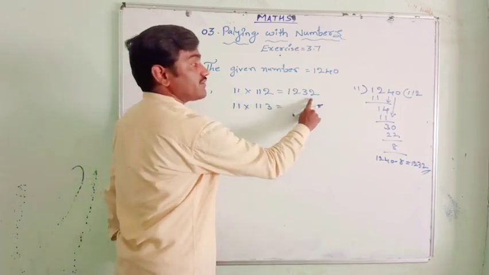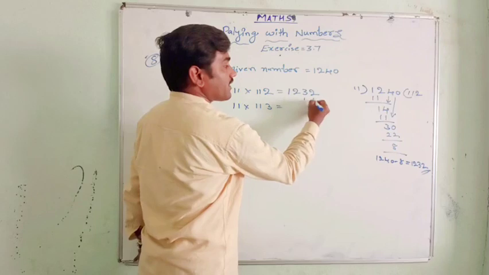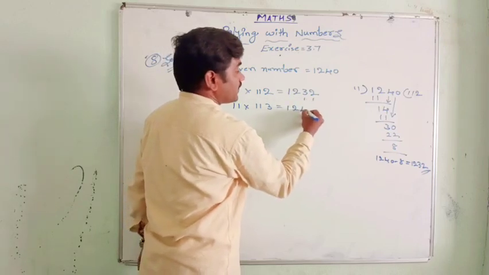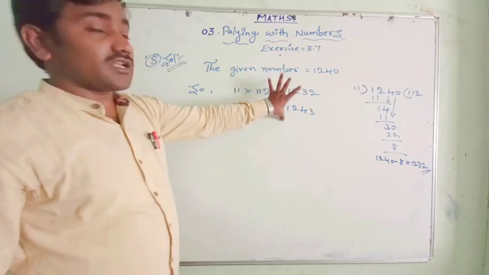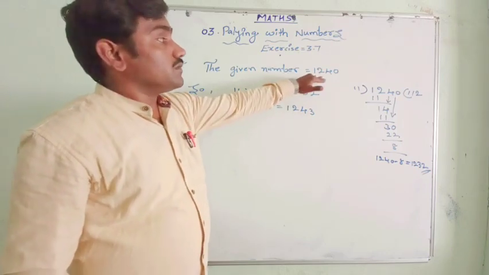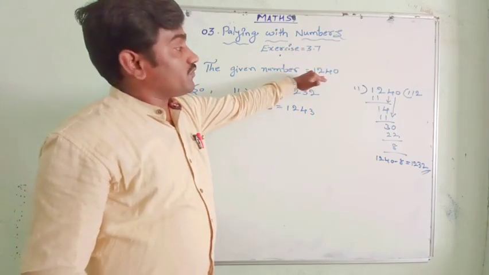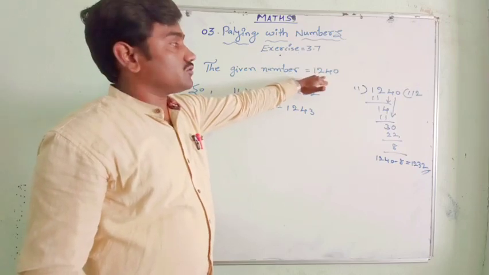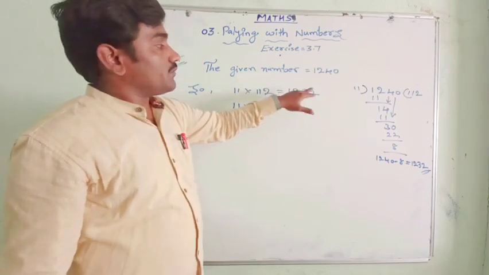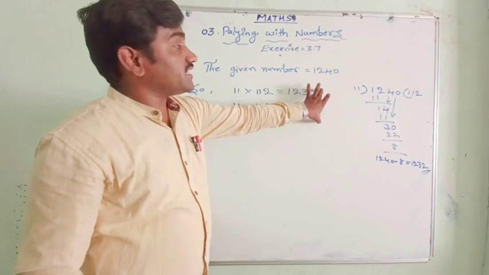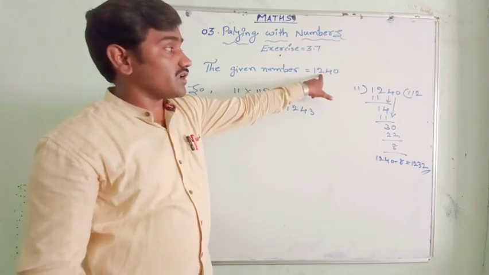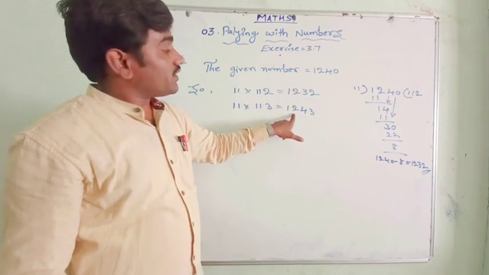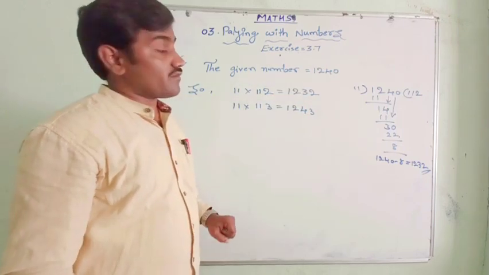And also let us see. Okay, let us add 11 to this again. If you add the 11, 1243. Yes. Now we got these two numbers, before and after 1240. So we have to choose which is the nearest number to 1240. Is this number nearest to 1240 or is 1243 nearest to 1240?